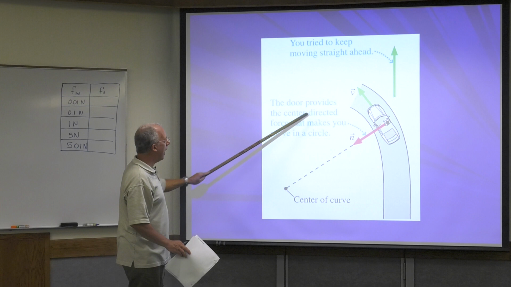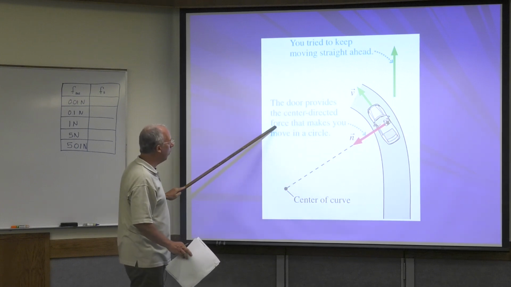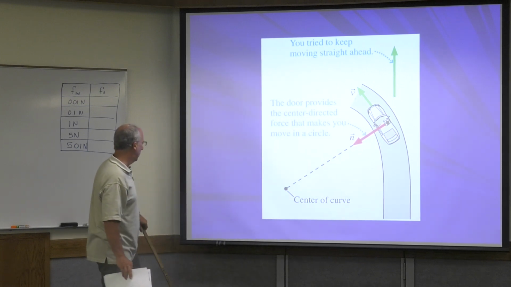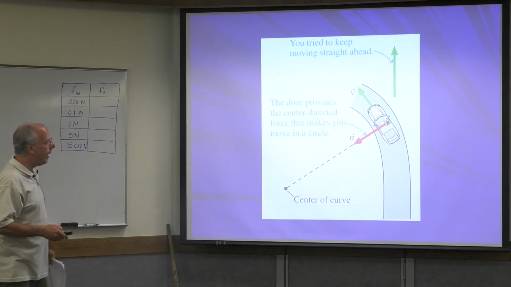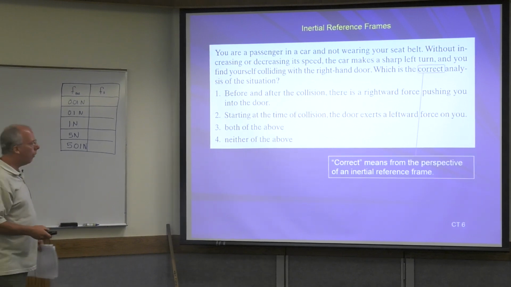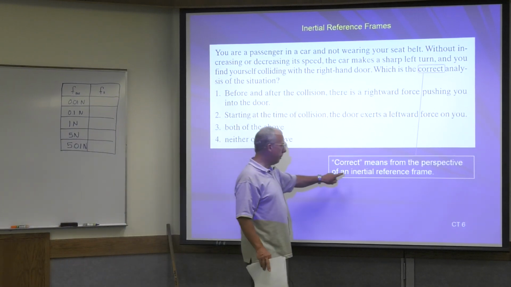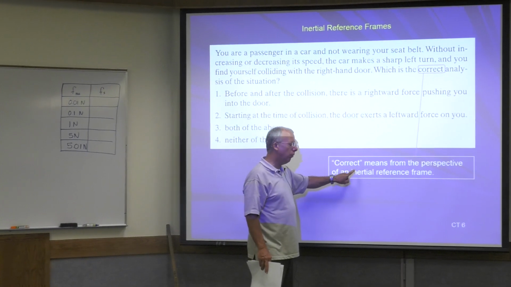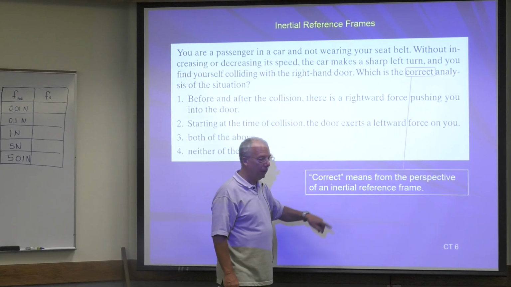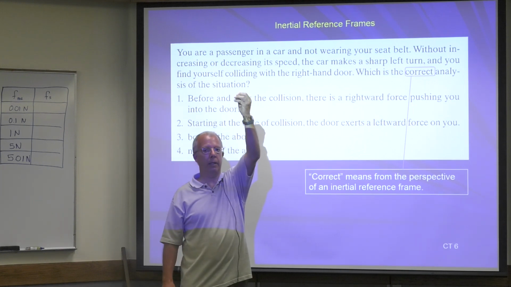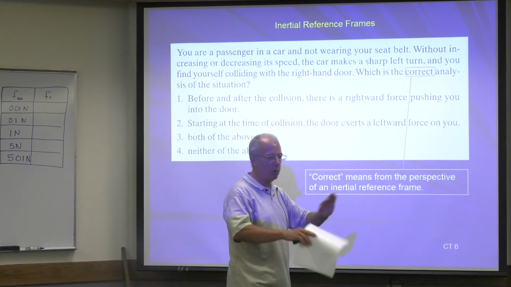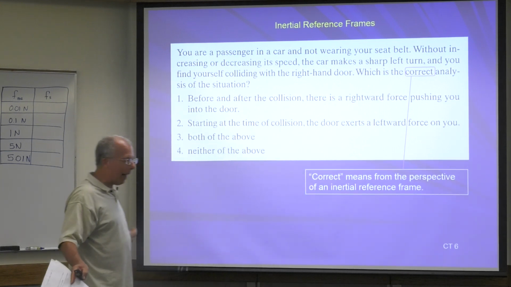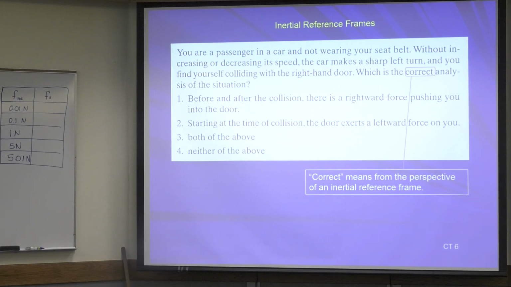So the door provides the center-directed, or left-directed, force that makes you move in a circle. Okay? So this is a real big deal. Whenever you analyze a situation, you always want to analyze it from the perspective of an inertial reference frame, like the drone that's at the same location, right? When you're in an accelerating reference frame, you can't use Newton's laws. So we don't want to do that, right? Always analyze things from an inertial reference frame, not accelerating.